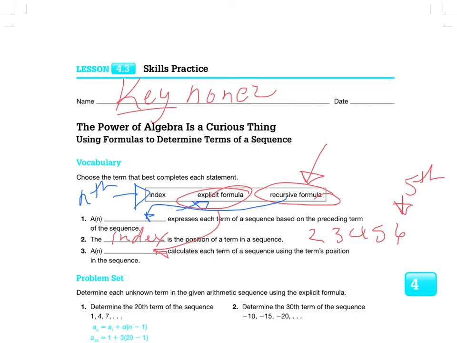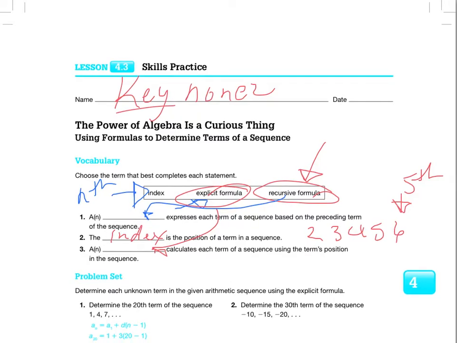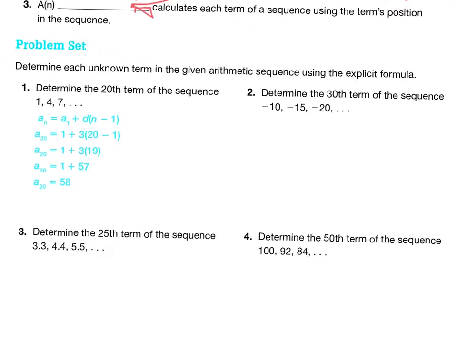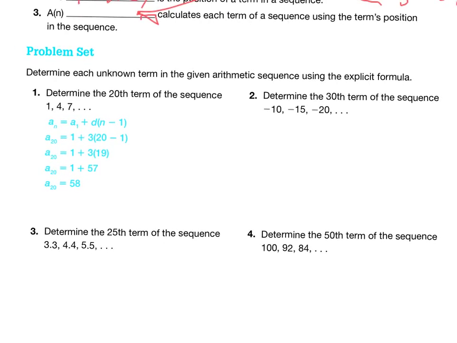All right, let's go up a little bit here. This is going to work. All right, problem set. Determine the 20th term of the sequence of that one. Okay, and these are all arithmetic, so they're giving you a hint of what's going on. So they're being added. So for 20, you could do that. Let's skip this one for now.